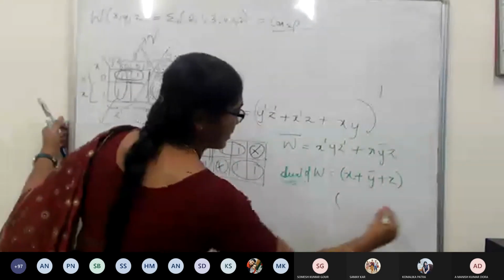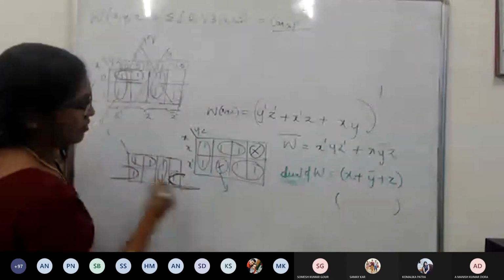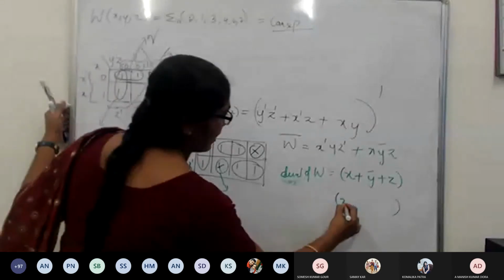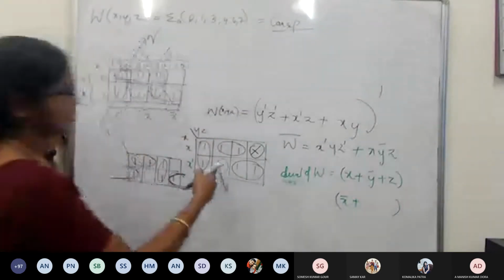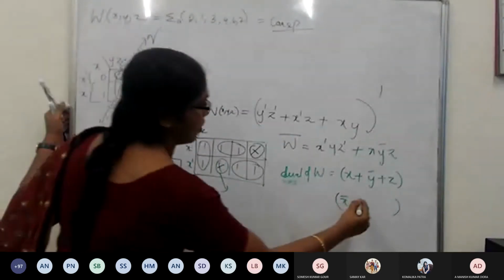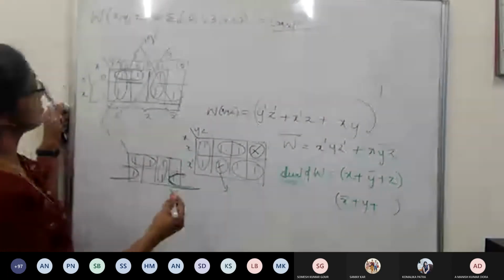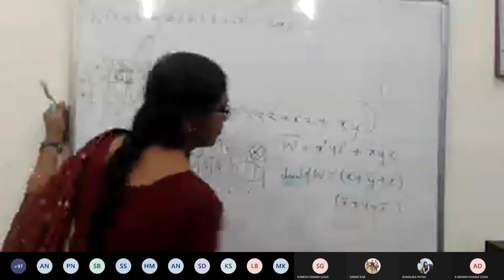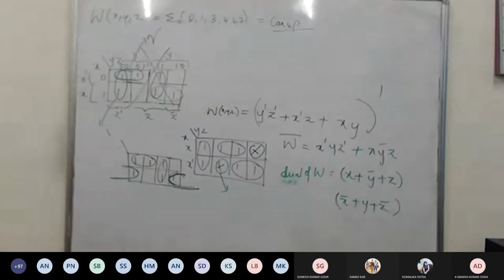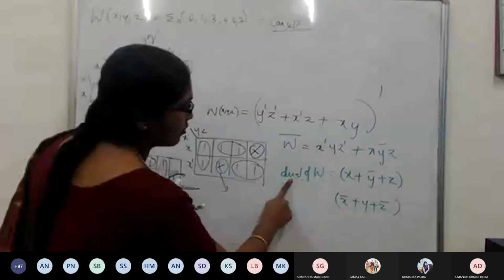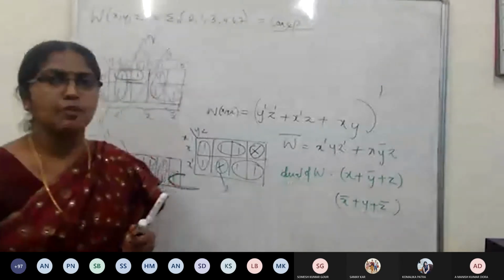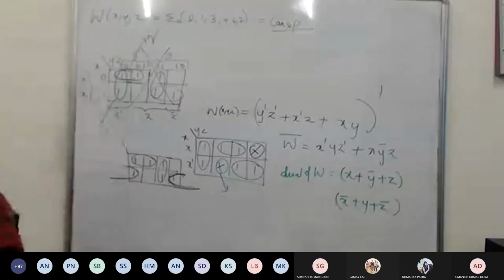Right? This is one term. The second term is this one. This is X bar plus Y plus Z bar. Is that correct? From the same map, you can find out a complement. You can find out a dual also. That means this is of pivots. Is that correct?